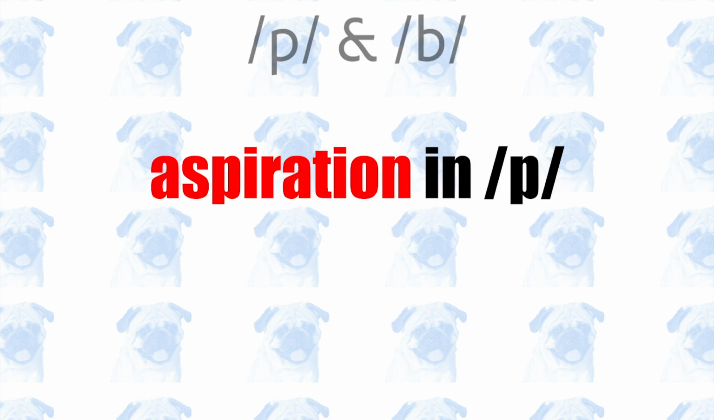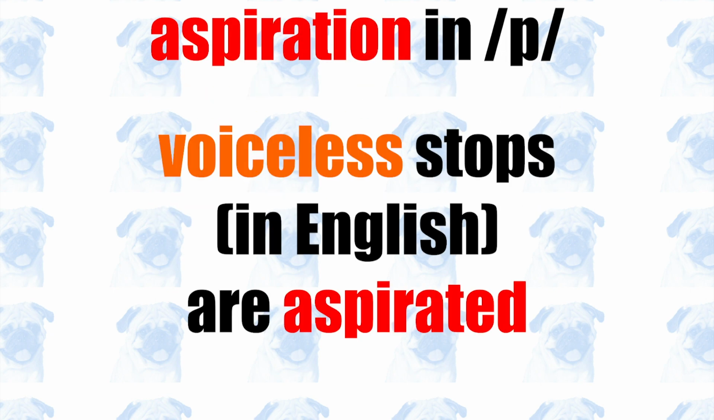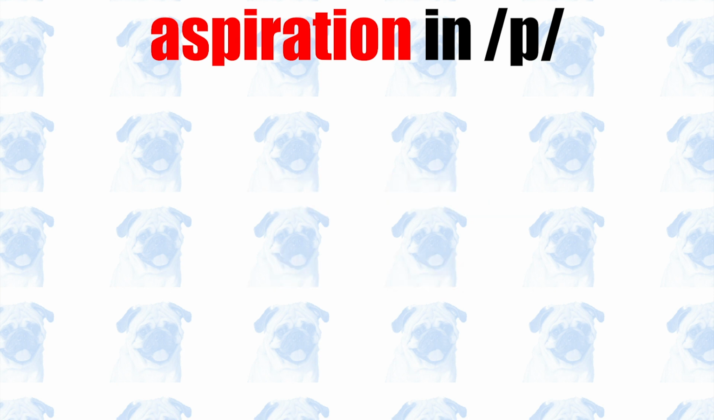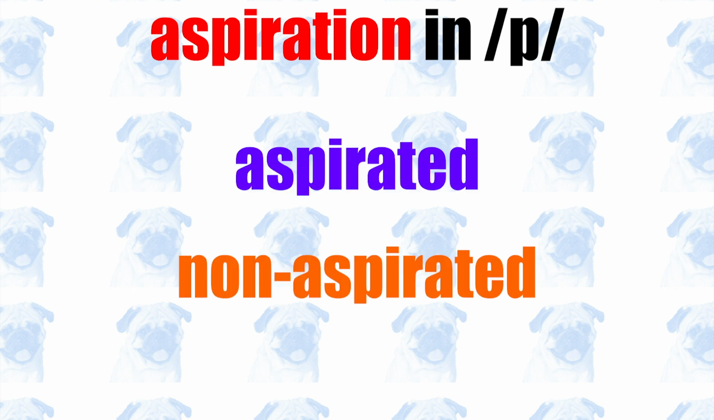Pa and ba. These consonants change very little, but there's one thing you need to pay attention to, namely the aspiration in pa. In English, voiceless stops such as pa and ta are aspirated in certain positions within a word, meaning that in order to produce these sounds, you have to let out a puff of air. In Japanese, however, we usually do not aspirate these consonants. To get an even better idea of what an aspirated consonant sounds like, in contrast to its non-aspirated counterpart, have a listen to the following sounds.